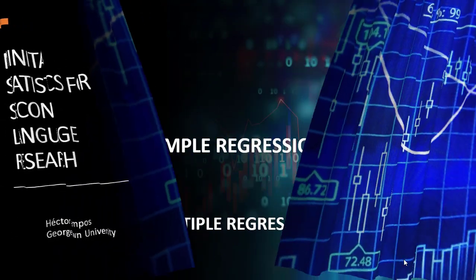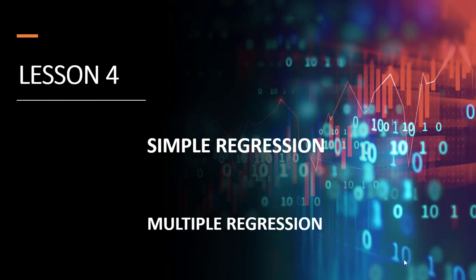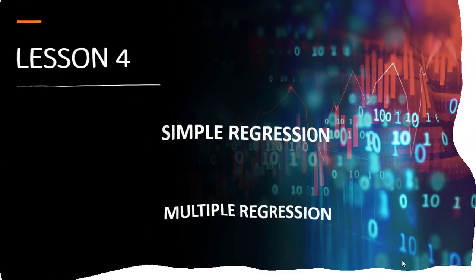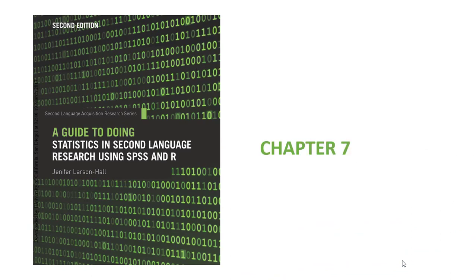This is Lesson 4, and in this lesson we're going to learn about regression. We're going to talk about simple regression and multiple regression. This video is based on Chapter 7 of our textbook, A Guide to Doing Statistics in Second Language Research using SPSS and R. As you know, we are translating all the procedures there into Minitab.